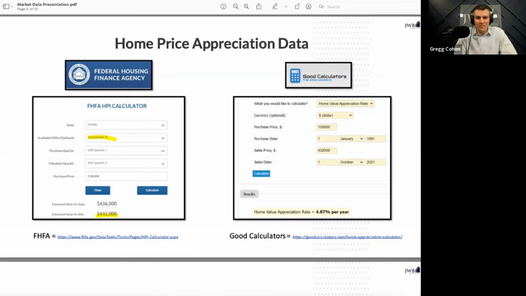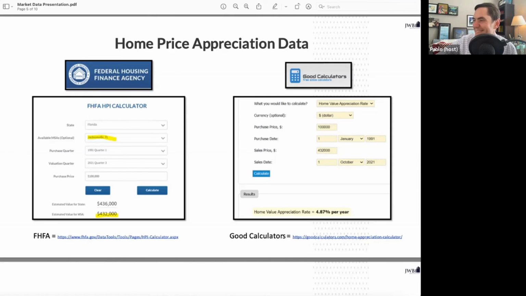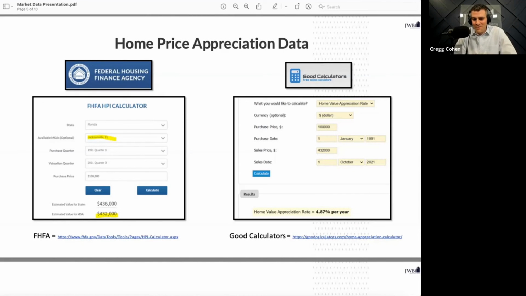You then take that information and you just go to a free online calculator. I use Good Calculators because it's good and it makes me feel good. So you can use Good Calculators if you want. And it's really simple. You can go and check that out as well. There's a link right there.